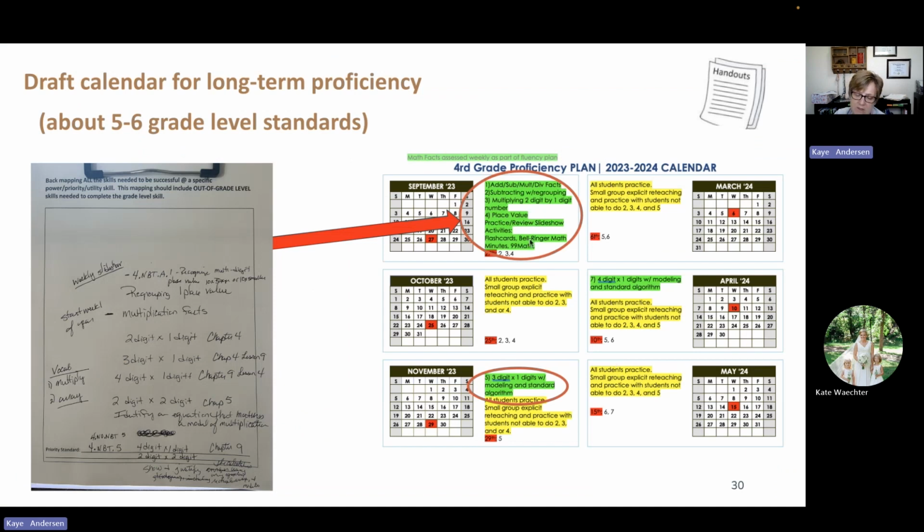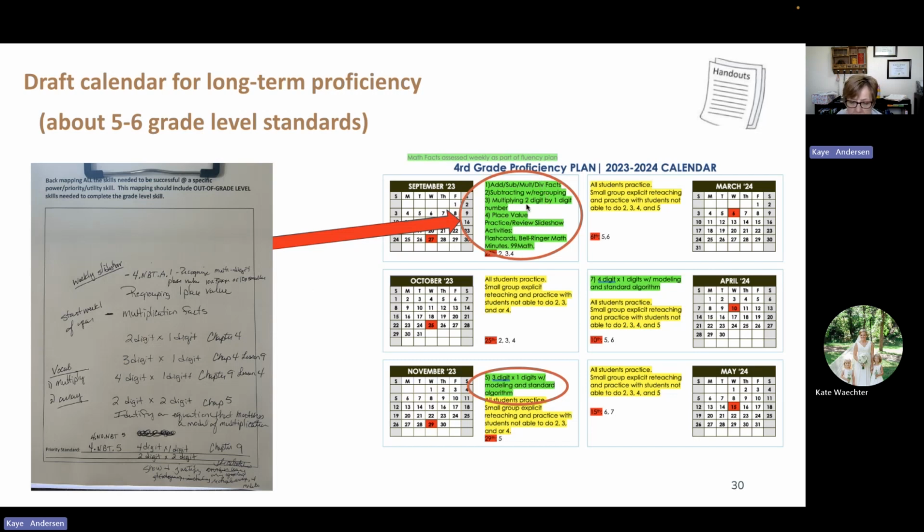So what might that look like if we look back at our standard for NBT5? The first thing you notice on the top, at the very beginning of when school starts, the teacher has listed what are the things that she's going to do right at the beginning of the year. Add and subtract, multiplication, and dividing facts. Well, that's listed above. She has a fluency plan in place to continue to practice those multiplication facts.